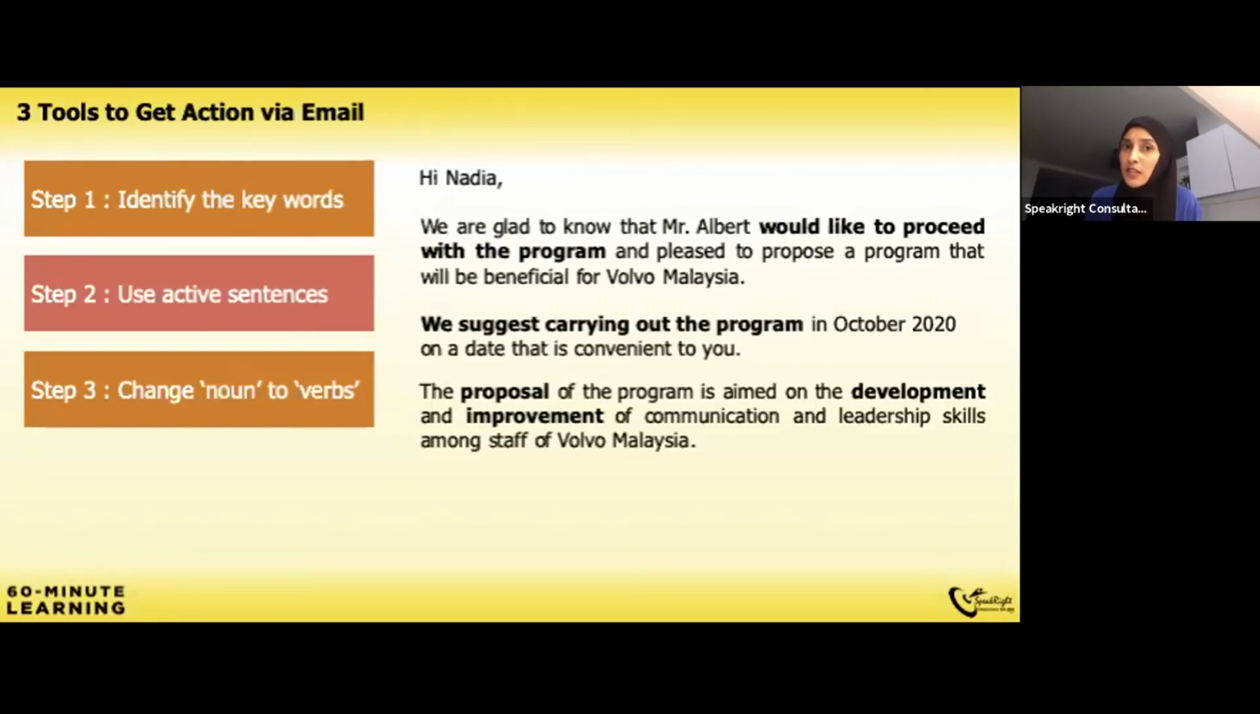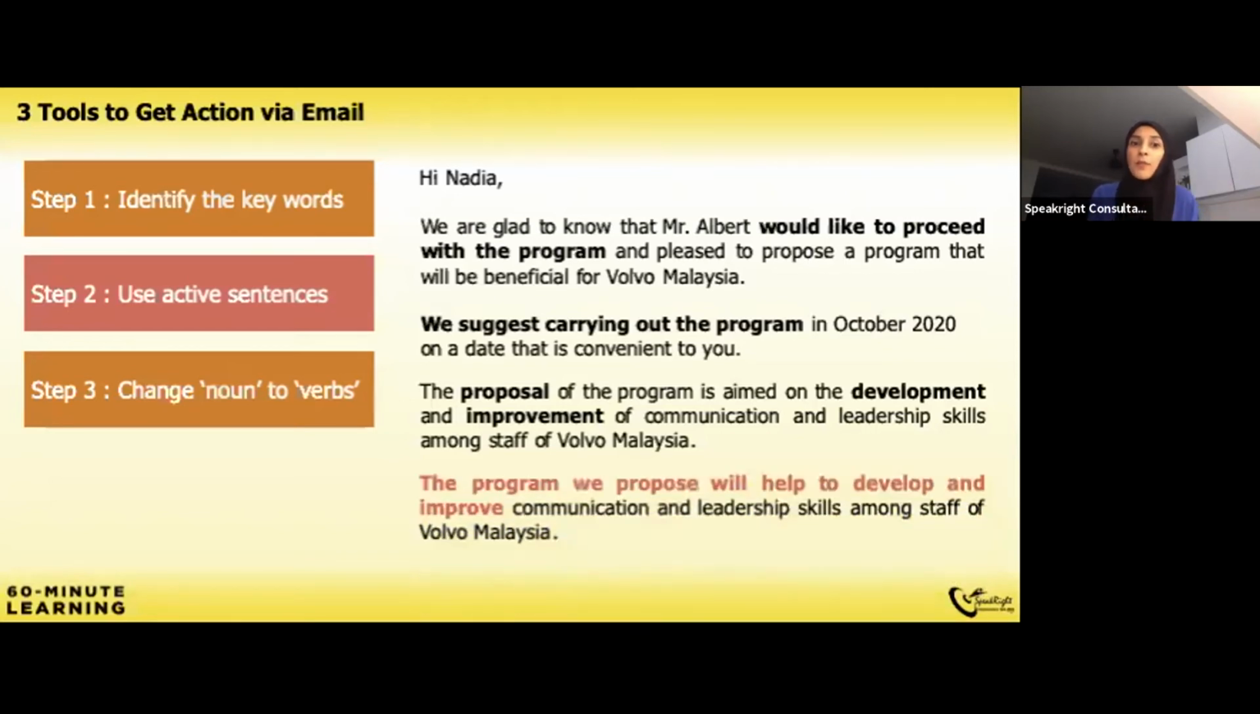Make your life easier, make the receiver's life easier by changing the noun to verb. Change proposal to verb, development to verb, involvement to verb. How? The program we propose will help to develop and improve communication and leadership skills among staff of Volvo Malaysia. So remember, do away with nouns, use verbs.